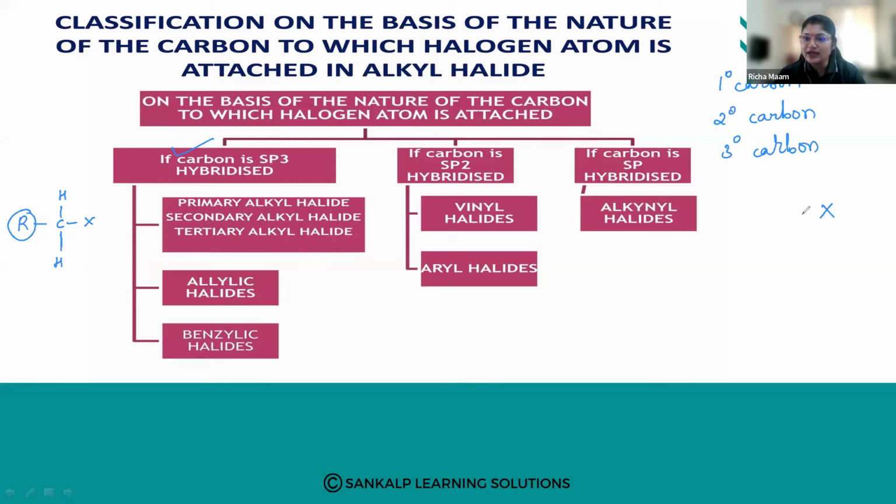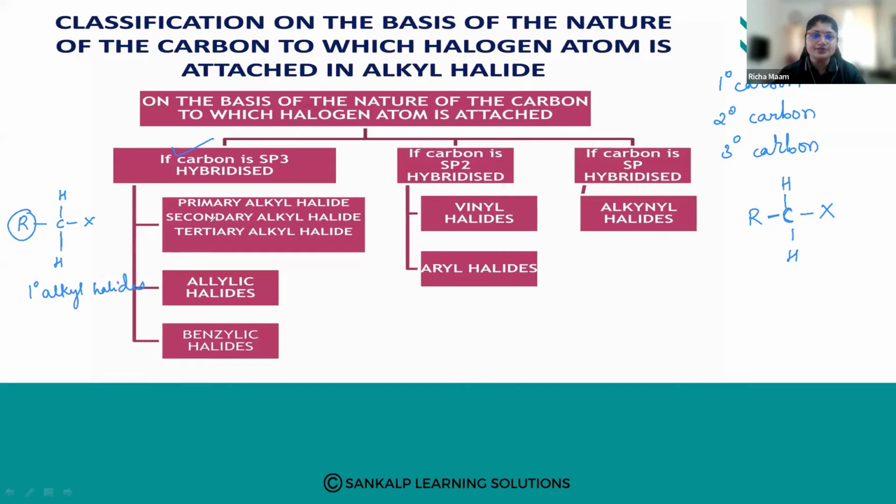If the halogen atom is attached to a carbon, which is attached to another carbon, the alkyl group can be any alkyl group. It can be a methyl group, CH3, or an ethyl group, CH3CH2, or a propyl group. The ending E is replaced by YL, so it is called alkyl. When the carbon is attached to only a single carbon atom, one alkyl group, it is called a primary alkyl halide.